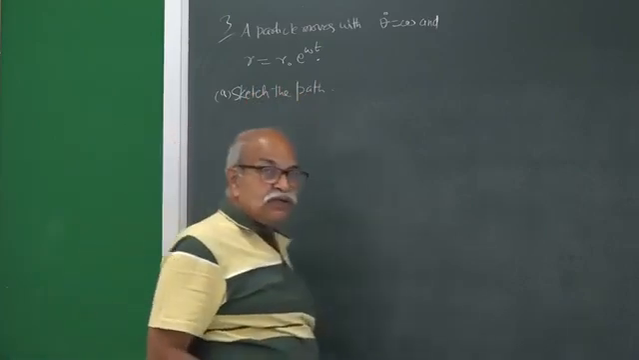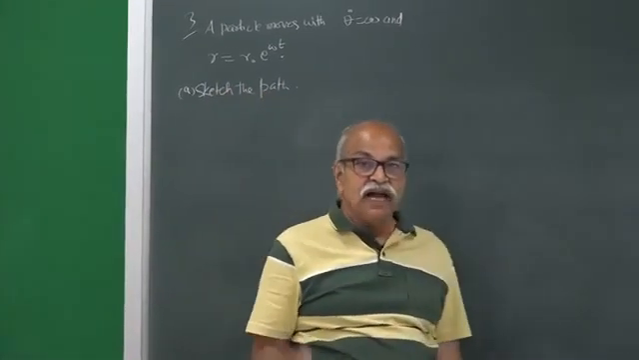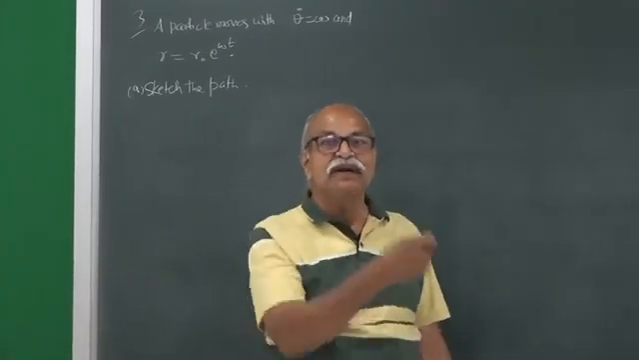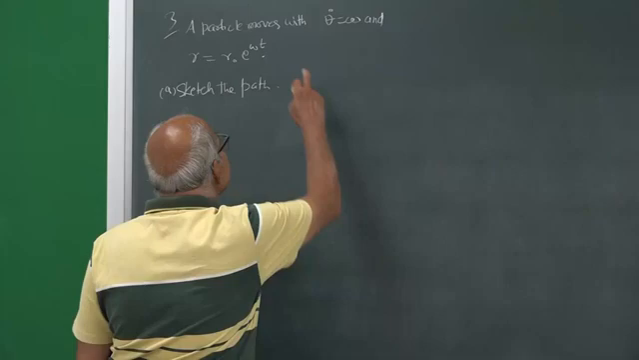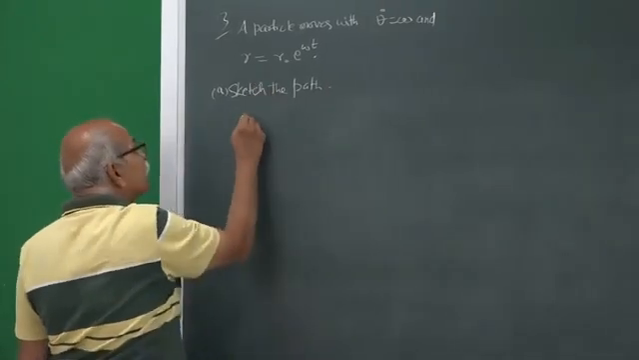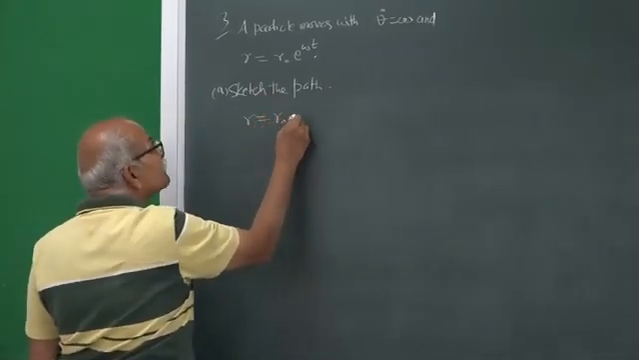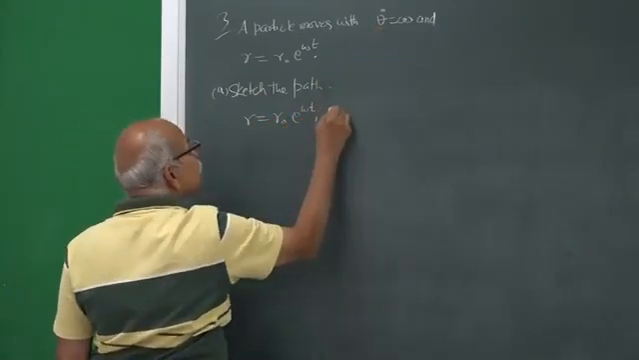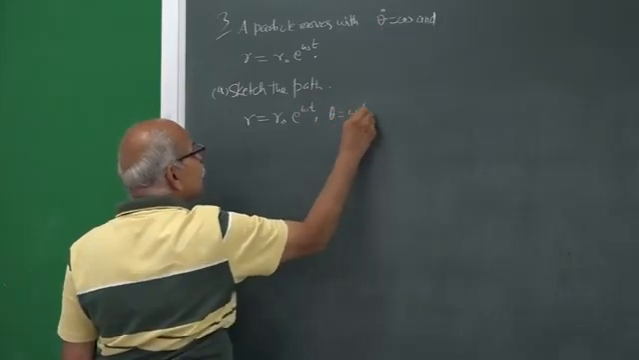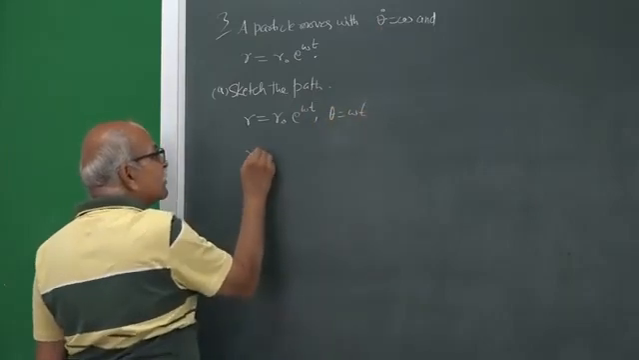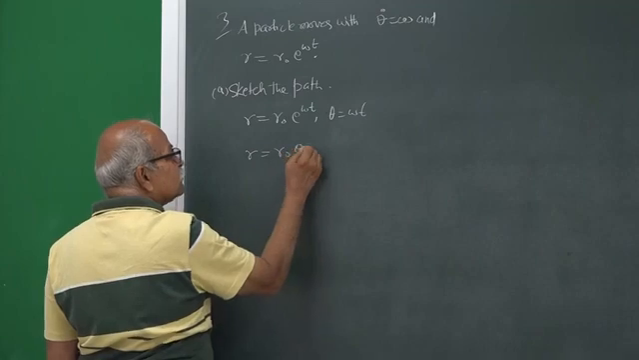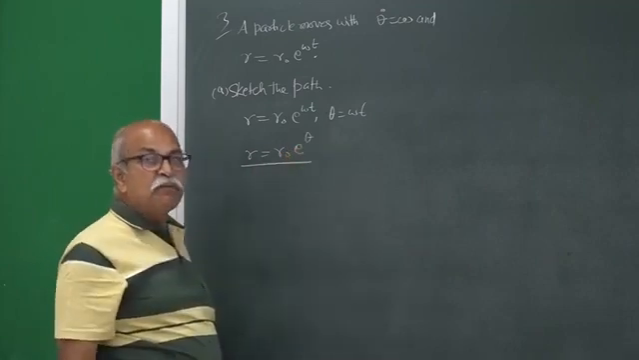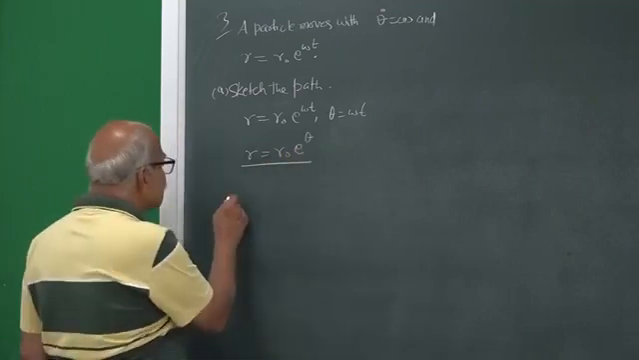When you want to get the path, time is not important; we want a relation between the coordinates on which path it moves. So, here r is given as r naught e to the power omega t, and theta from here will be omega t. So, I can eliminate t and write r as r naught e to the power theta. So, that is the equation of the path. And how does it look?